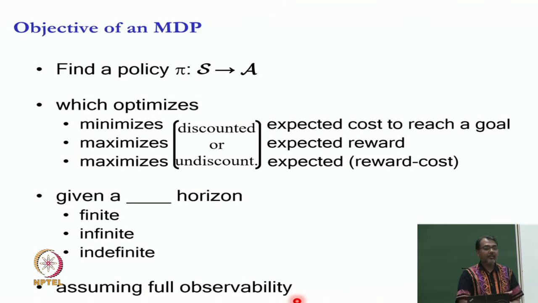So, therefore, the objective of an MDP is to find a policy that maps from states to actions which optimizes discounted or undiscounted expected cost or reward minus cost given a finite, infinite or indefinite horizon, assuming full observability.